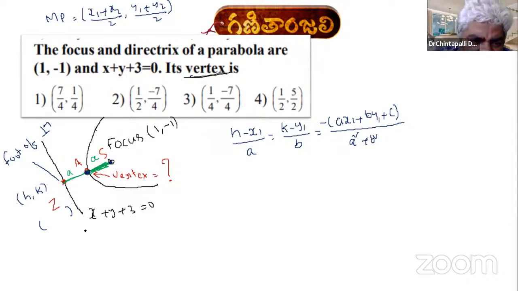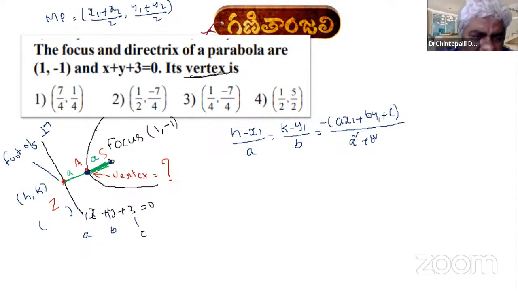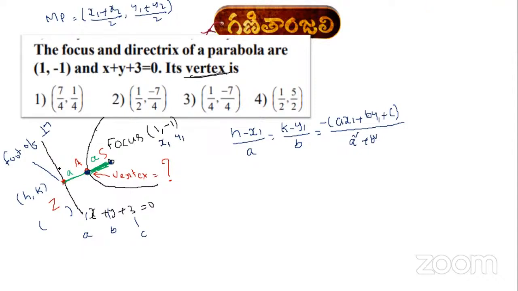What is a here? a means the x coefficient. It is a, it is b, it is c. And it is x1, y1 here. At this stage it is called x1, y1. It is h, k. Try to complete this.